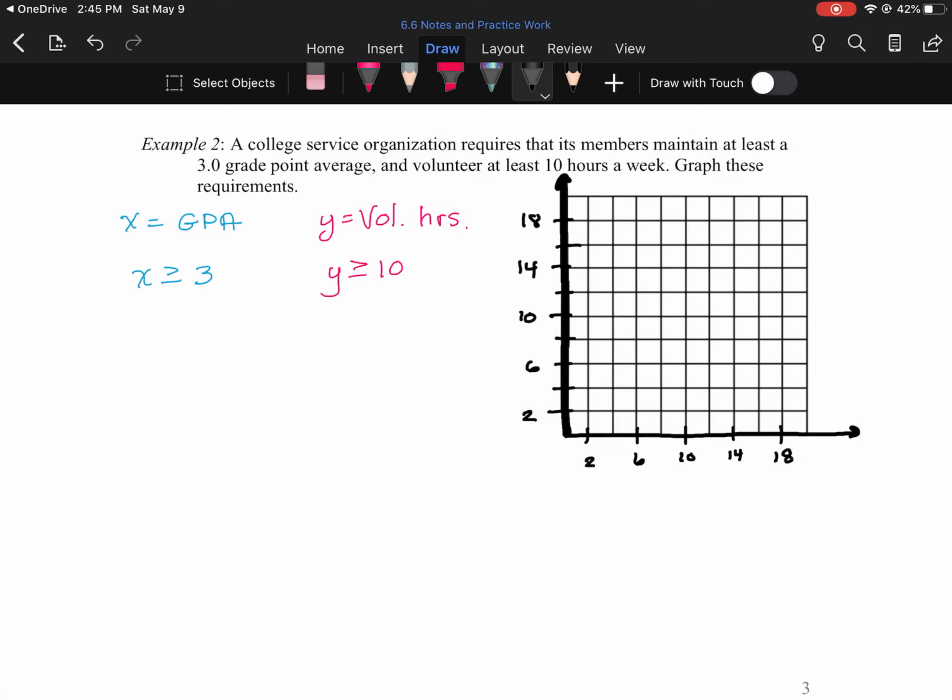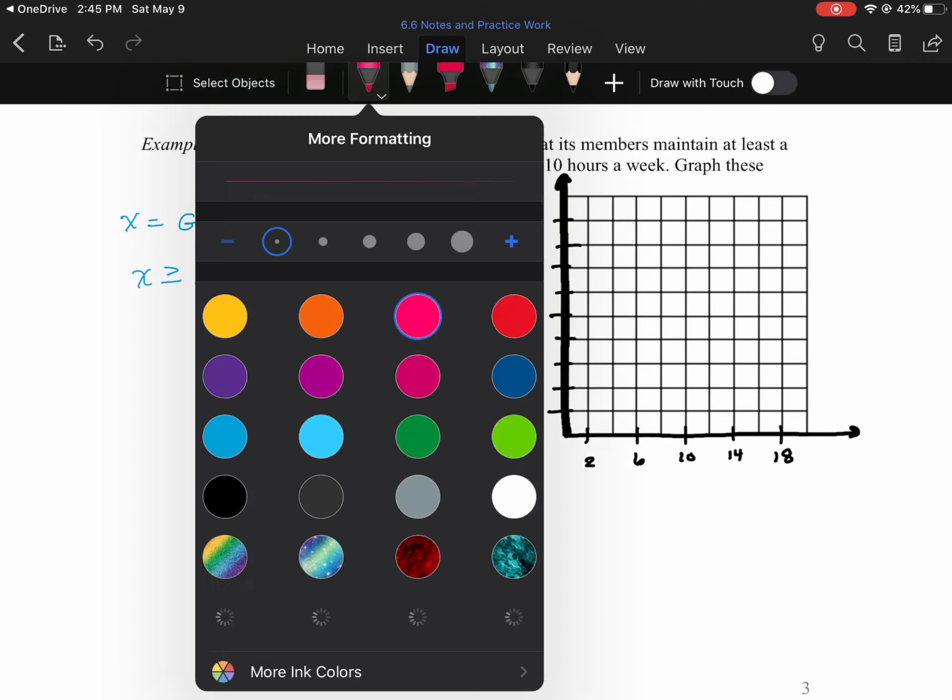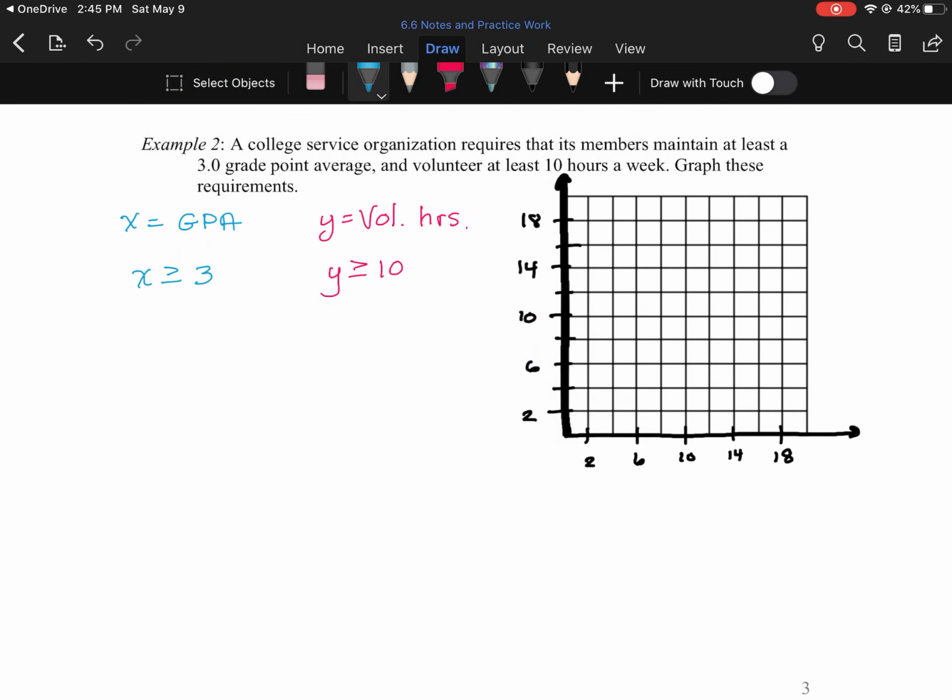Okay, so let's go ahead and do our X one. So it says greater than or equal to 3. So go to where X is 3. So 3 is going to be right in here. And that means every X value is going to be 3. So remember, when X is equal to a number, it's a vertical line. And remember it's solid because there's equal to there. So I'm going to put a solid line straight. Oh, that's actually not too bad.